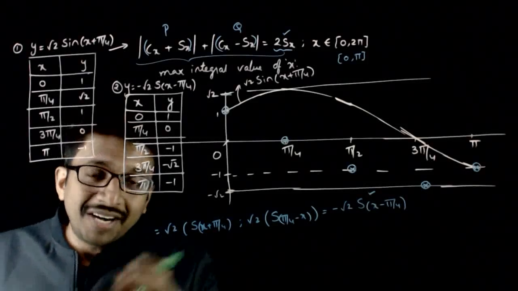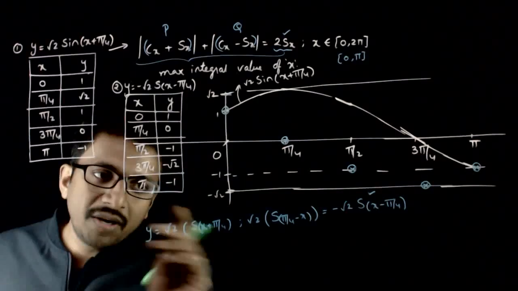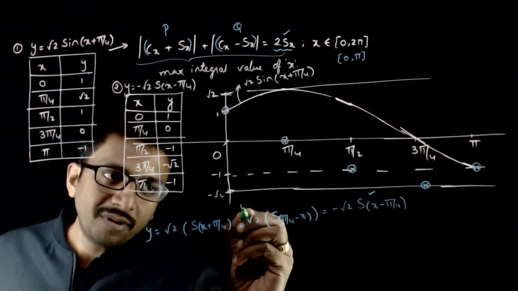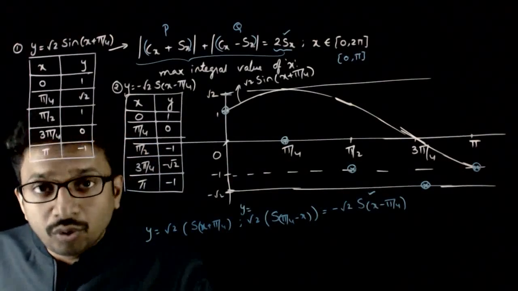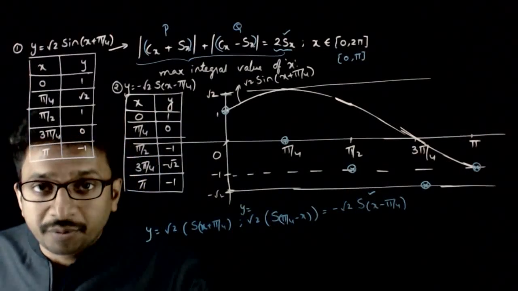So now let us try to draw the graphs of these functions: y is equal to root 2 sin(x plus pi by 4), and y is equal to root 2 sin(pi by 4 minus x), or minus root 2 sin(x minus pi by 4).